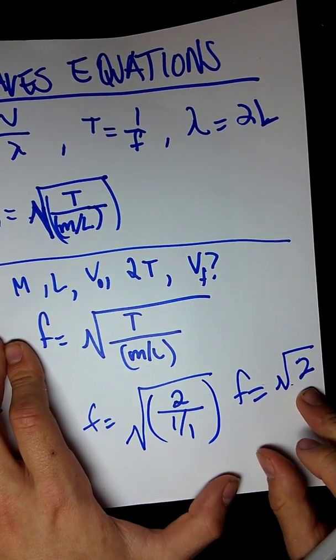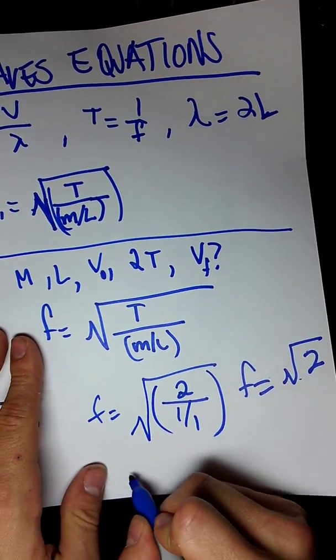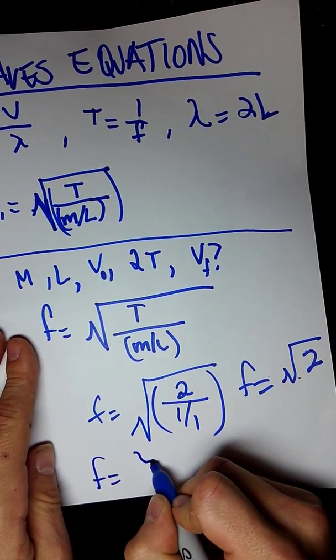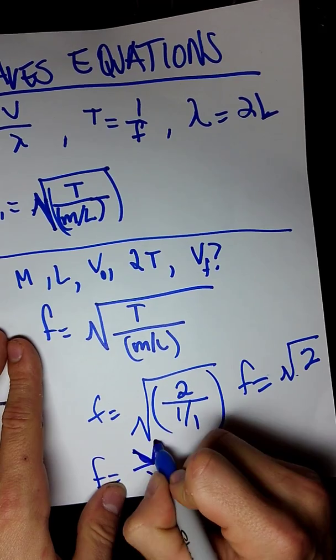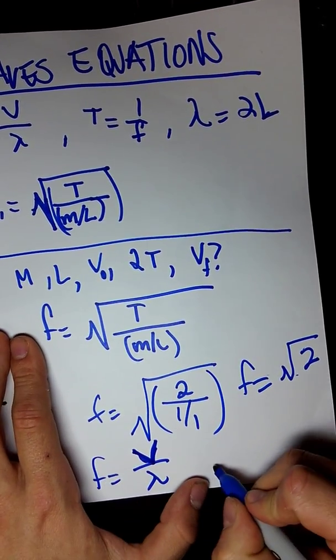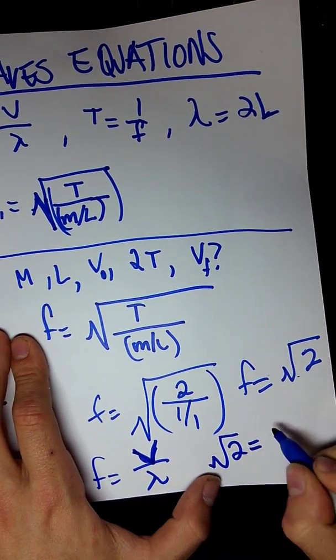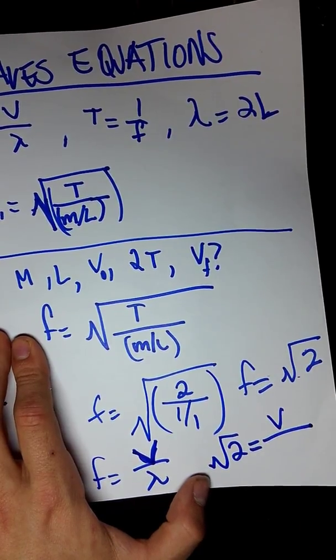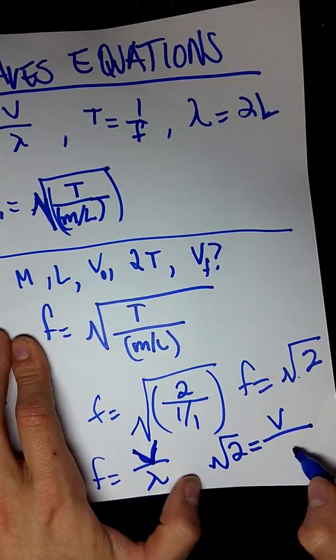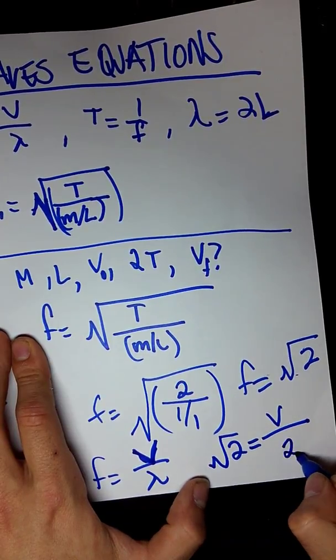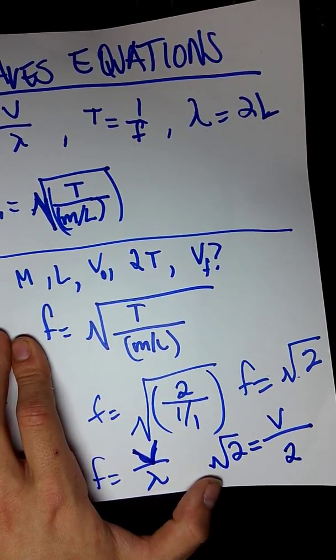And then what I'm going to do is say frequency is equal to velocity over lambda. So I have root 2 is equal to velocity, which I want to solve for, over lambda, and lambda in this case is going to be 2. So in this case, I wind up getting this as my answer.